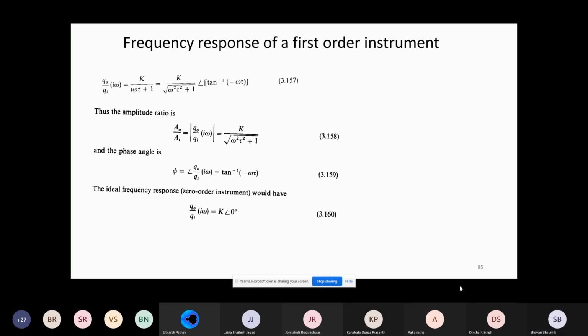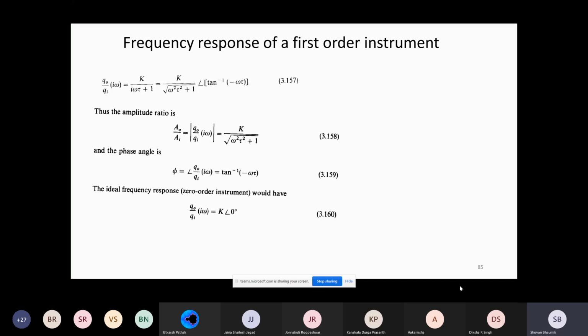It's very simple, and it does not carry much meaning. And it's obvious. And for first order, what will be the gain? Gain will be K by root over omega square tau square plus 1, and phase will be tan inverse minus omega tau. Now from equation 3.158, you might see the gain is K by root over omega square tau square plus 1, and for any system, K is constant, tau is constant, input sinusoid frequency may vary.